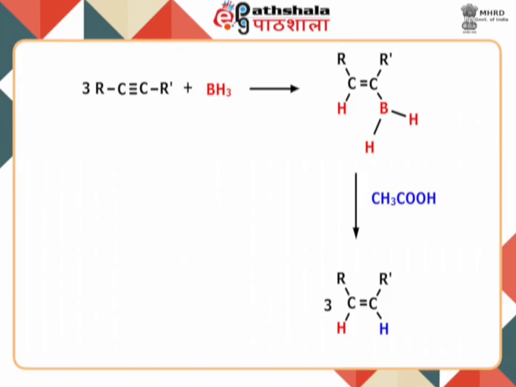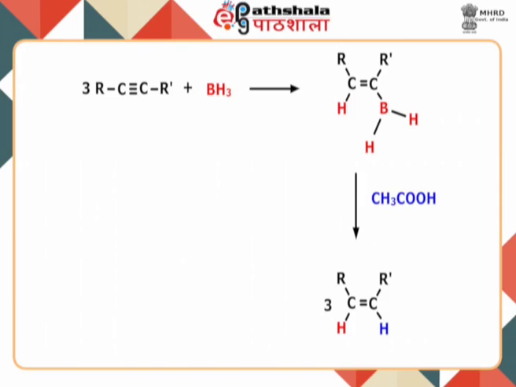Hydroboration of alkynes takes place in a similar way as that of the alkene substrates, wherein 3 moles of the alkyne react with 1 mole of borane to give a trisubstituted alkenyl borane. This alkenyl borane can also undergo a host of reactions as the alkyl boranes do, and hence can be converted to a variety of useful products.